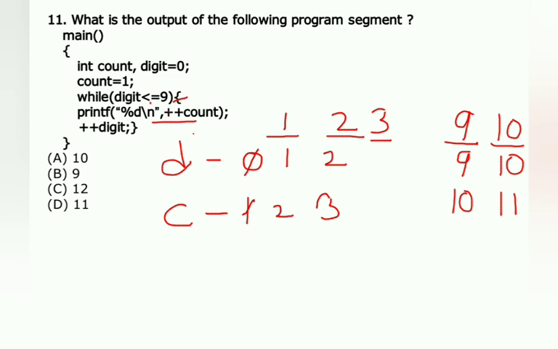Now again we will check in the 11th iteration. In the 11th iteration, the digit value is 10, and 10 less than or equals to 9 fails, so it doesn't enter the while loop. It comes out of the while loop. So what is the output of the program segment? It will execute up to 10 iterations. At the 10th iteration, the count value is 11 and the digit value is 10. Since it prints the count value, we consider the count value as 11. So the answer is option D.